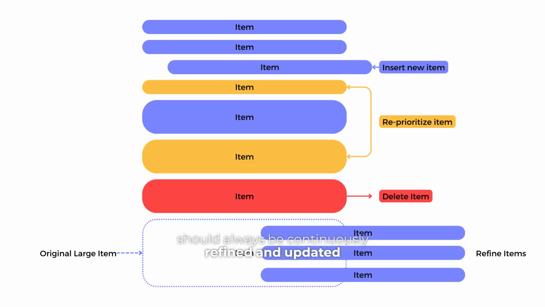Always update your product backlog. The product backlog should always be continuously refined and updated as new information becomes available. This ensures that it always reflects the current priorities and needs of the project.